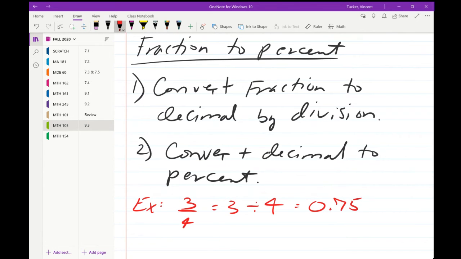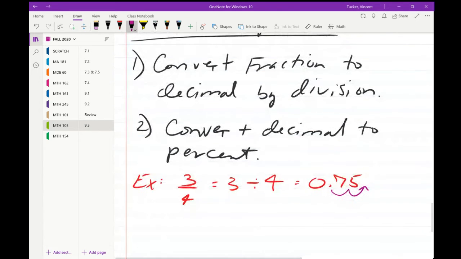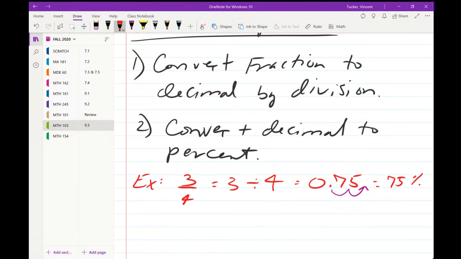So if I have 3/4, that's the same thing as 3 divided by 4. You throw that in the calculator, and that'll give you 0.75. Move your decimal 2 to the right, and that is 75%.